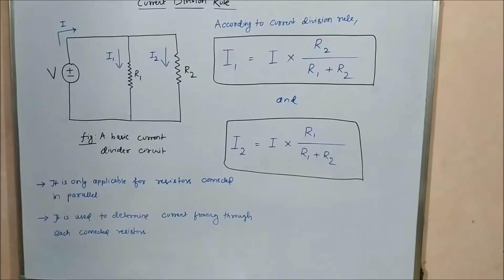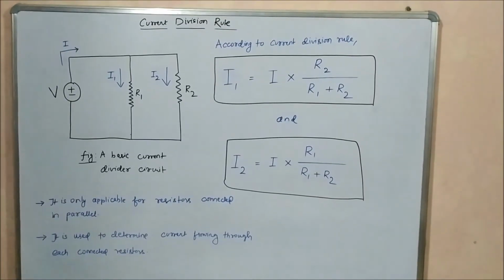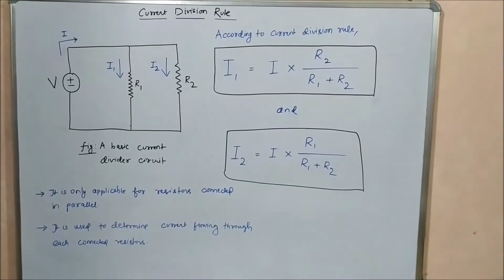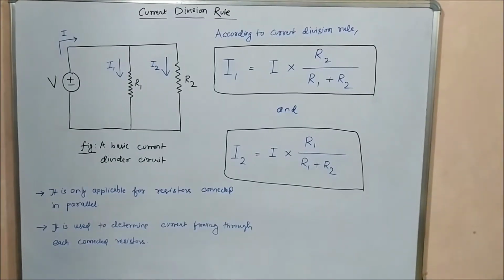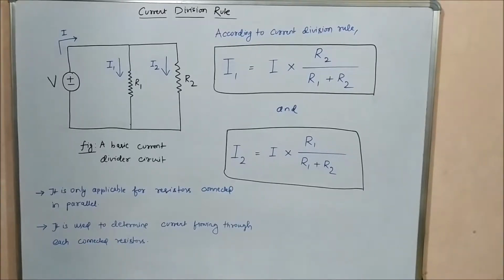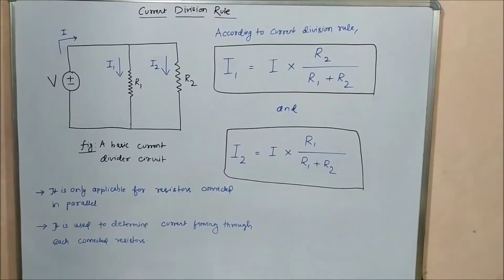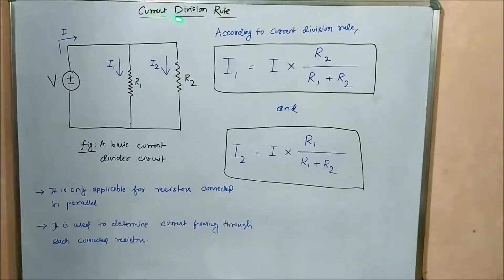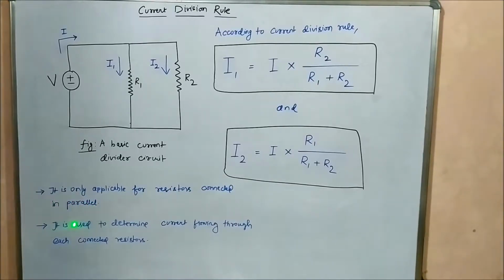So in today's video we are going to discuss a concept which is related to parallel connection of resistors. The concept is called the current division rule. The first thing related to current division rule is that it is only applicable for resistors connected in parallel, and its purpose is to determine current flowing through parallelly connected resistors.